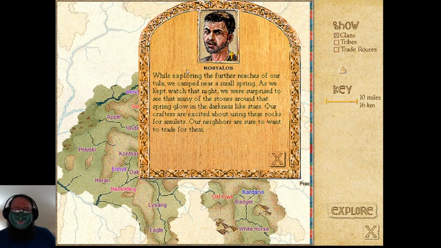While exploring the further reaches of Artula, we camped near a small spring. As we kept watch that night, we were surprised to see that many of the stones around the spring glow in the darkness like stars. Our crafters are excited about using these rocks for amulets. Our neighbors are sure to want to trade for them.